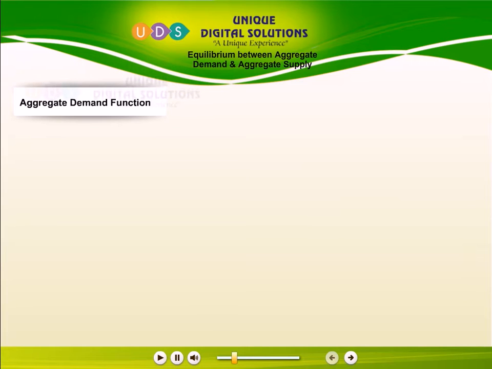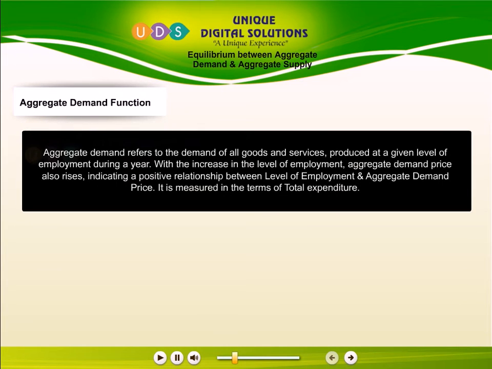Aggregate demand function. Aggregate demand refers to the demand of all goods and services produced at a given level of employment during a year. With the increase in the level of employment, aggregate demand price also rises, indicating a positive relationship between level of employment and aggregate demand price. It is measured in terms of total expenditure.